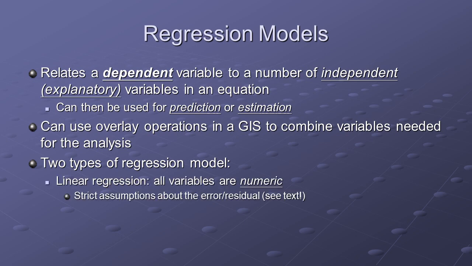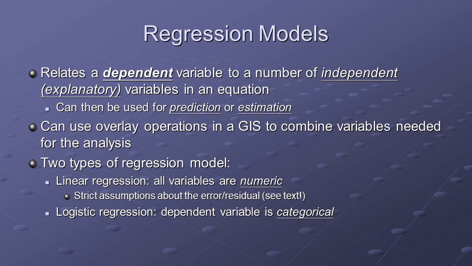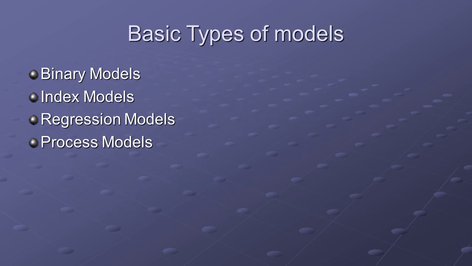Talk about two types of regression models: linear, where all variables are numeric. You need to read up on what some of the assumptions with linear regression are to fully understand it, and if you don't, you probably should stay away from regression modeling. And then there's logistic regression, where you can have categorical data as well. Last, we're going to talk about a process model.